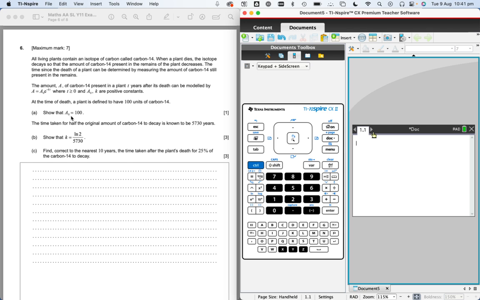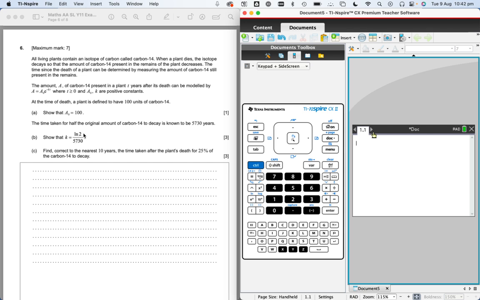The first step is to show that A sub 0 is equal to 100, and it says at the time of death, the plant has 100 units of carbon-14. So this is sort of classic, it starts to decay at t equals 0 effectively. So at t equals 0, that power becomes 0. Anything to the power of 0 is 1. And so because the amount is 100, A sub 0 equals 100. Okay, that's no dramas. That's pretty stock standard for how part A is done. It's only worth one mark, and you can see why.